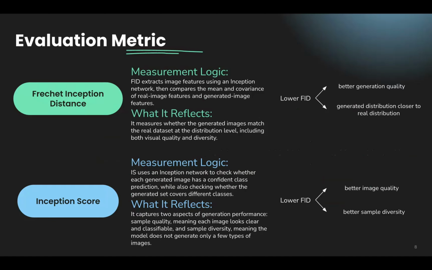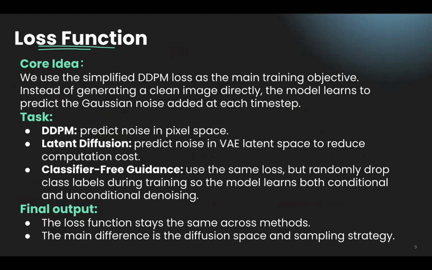And for evaluation, we mainly use two standard metrics, FID and inception score. First, FID measures how close the generated image distribution is to the real image distribution. Second, we use inception score as a complementary metric. It checks whether each generated image can be confidently classified and whether the whole generated set covers diverse classes. For our loss function, it is a simplified DDPM noise prediction loss. The key idea is that the model does not directly generate a clean image. Instead, we add Gaussian noise into the image and train the model to predict that noise at each time step.